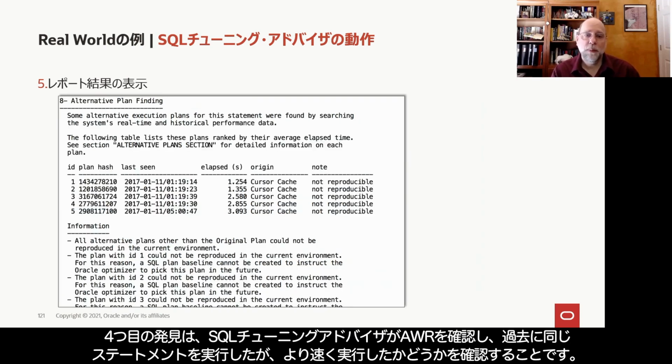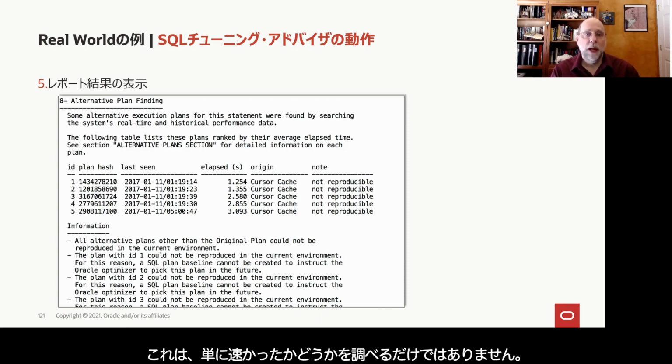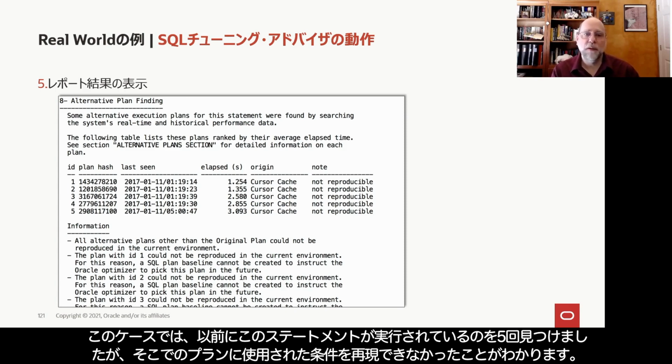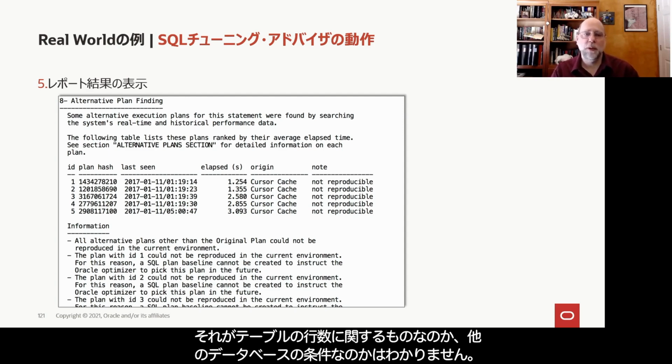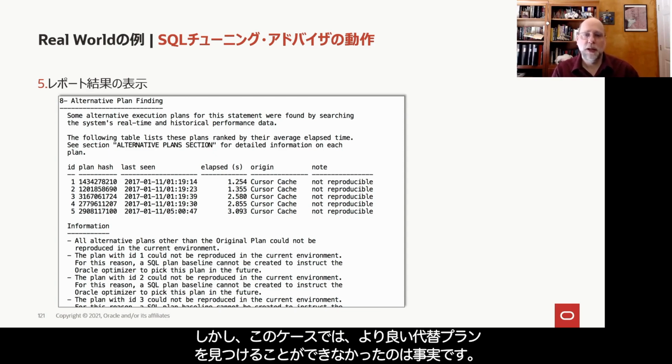The fourth type of finding that could happen is that the SQL Tuning Advisor will look back into your AWR and see whether you've run this same statement in the past, but run it much faster. Now, it does a lot more than just look at whether it was fast. In this case, you can see that the 5 times it found this statement running before, it couldn't reproduce the conditions that were used for the plan in place there. Now, whether that is something about the number of rows in the table or other database conditions, you don't know. But the fact is, in this case, it could not find an alternate plan that was better.